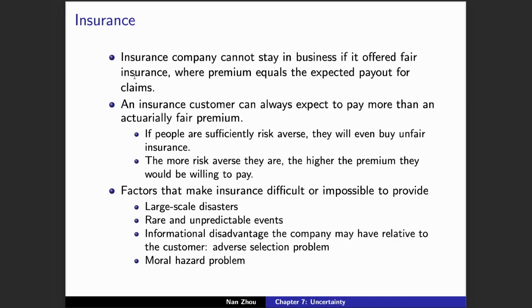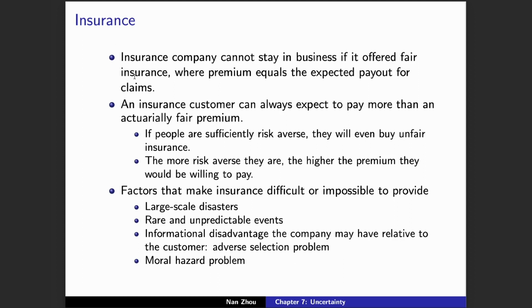When it comes to insurance pricing, an insurer that offers fair insurance will inevitably fail because they'll be paying out all the money they receive in claims, and therefore aren't going to be able to cover their own overhead costs. However, since insurees are typically presumed to be risk averse, they'll be willing to pay some higher premium than the fair rate in order to avoid taking on risks.